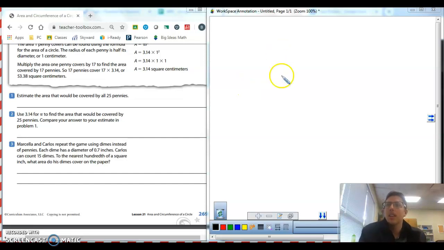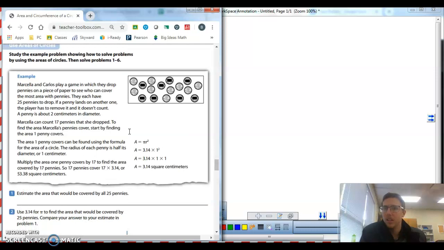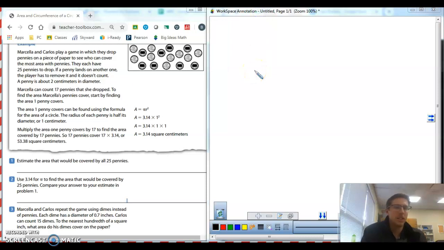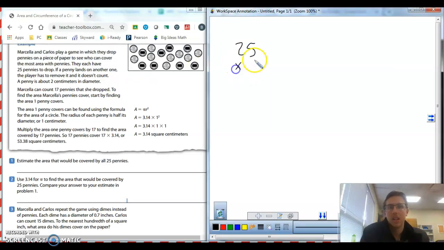Okay, so first thing, estimate the area that would be covered by all 25 pennies. Well, if the area of one penny is 3.14 square centimeters, when they say estimate, you could just take the 25 pennies times 3. That'll give you a rough estimate of about 75 square centimeters. That's what that means whenever it says estimate.